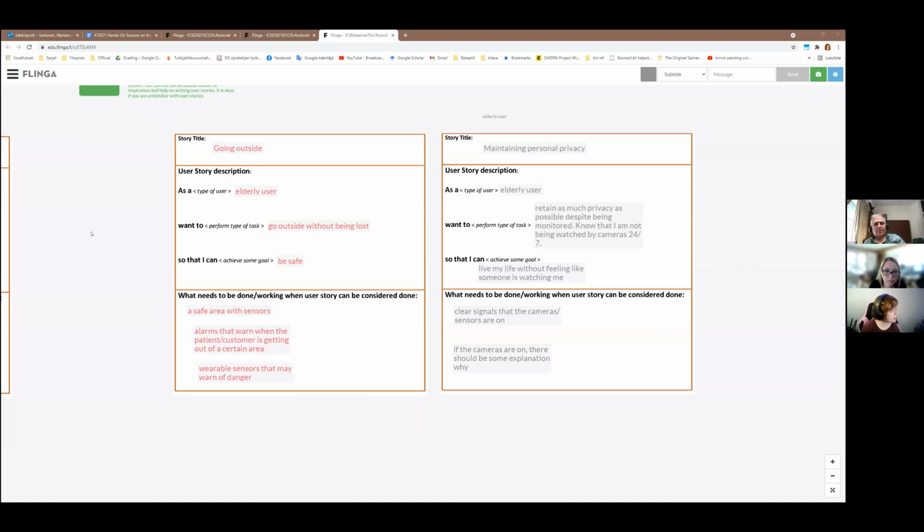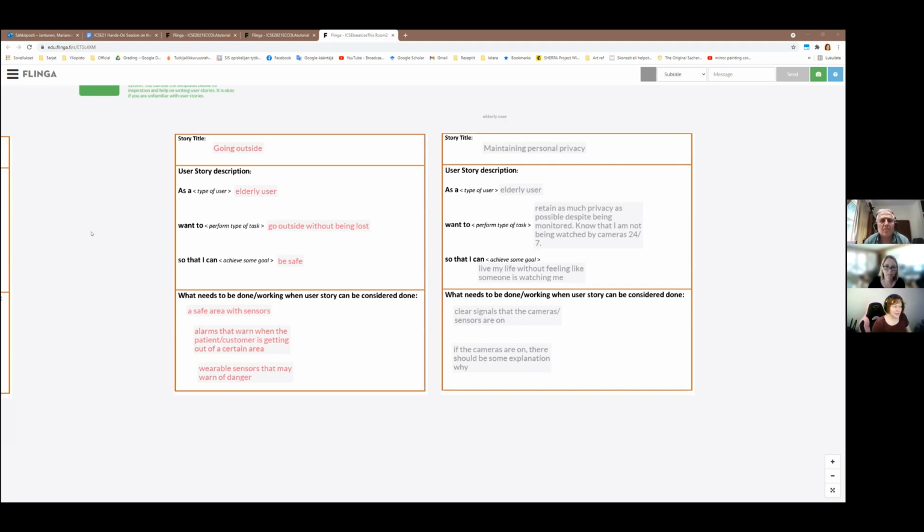So we have 2 stories. One is titled "Going Outside" and another is about maintaining personal privacy. The first one is about if the elderly user wants to go outside in a controlled way, to some designated space. Robert, if you have anything to add, please correct me if I explain this wrong, because this was very much your idea.